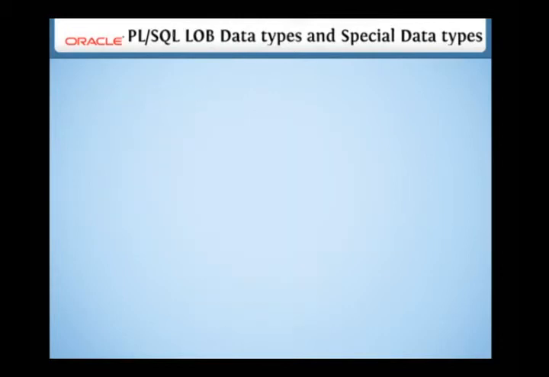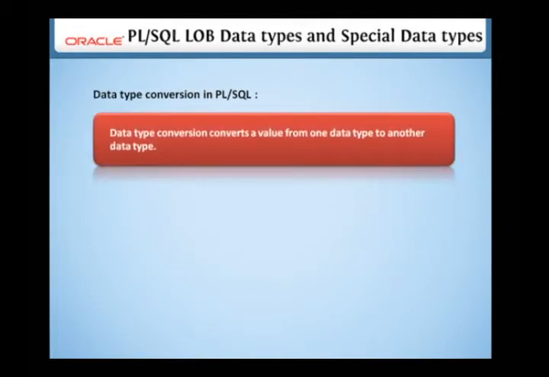Now we are going to discuss data type conversion in PLSQL. Let's see the meaning of data type conversion. Data type conversion converts a value from one data type to another data type. There are two types of data type conversions. They are explicit conversion and implicit conversion.